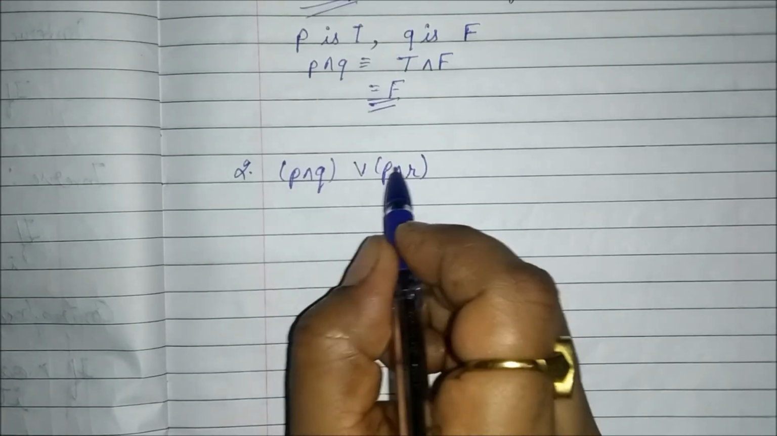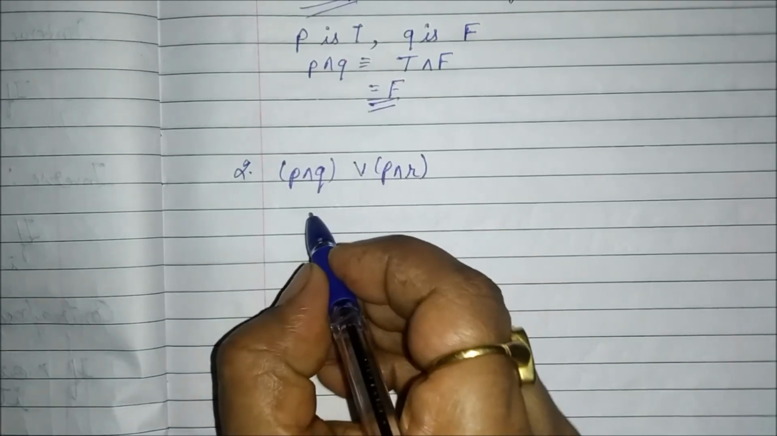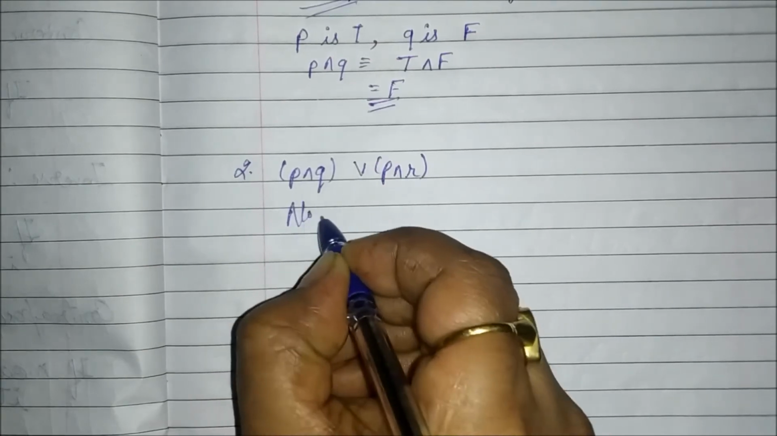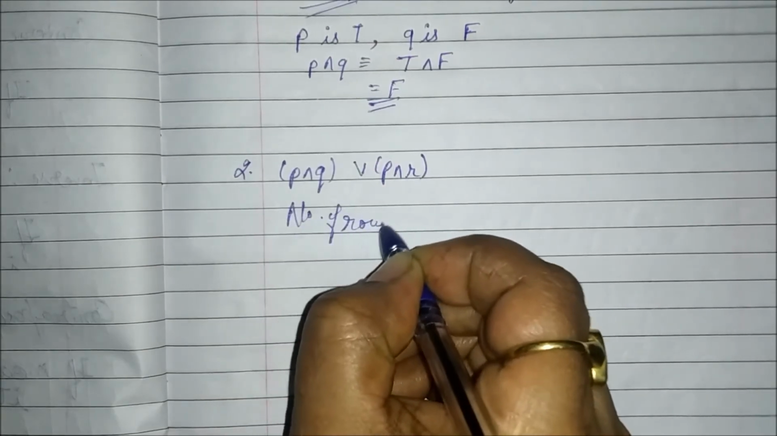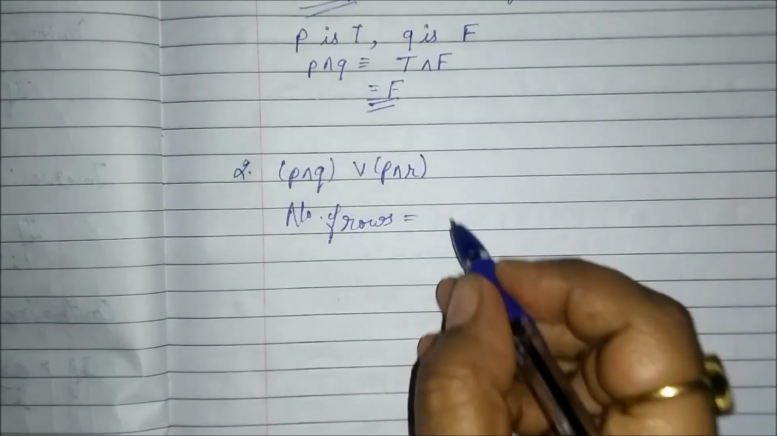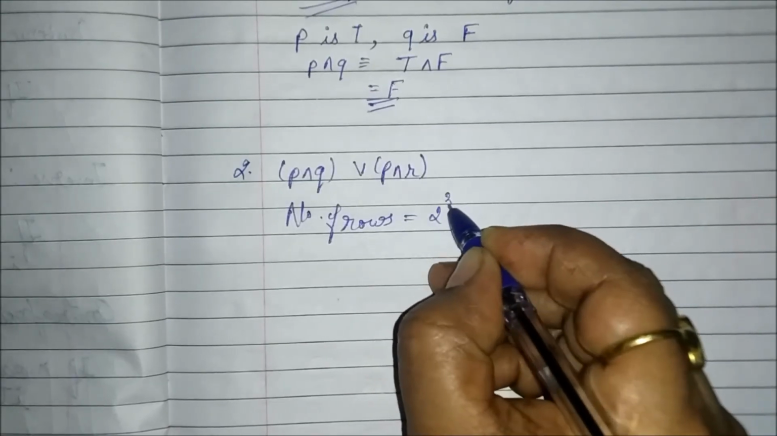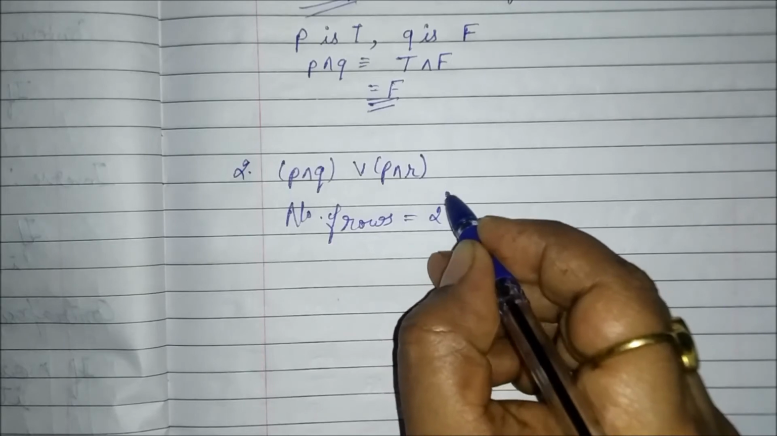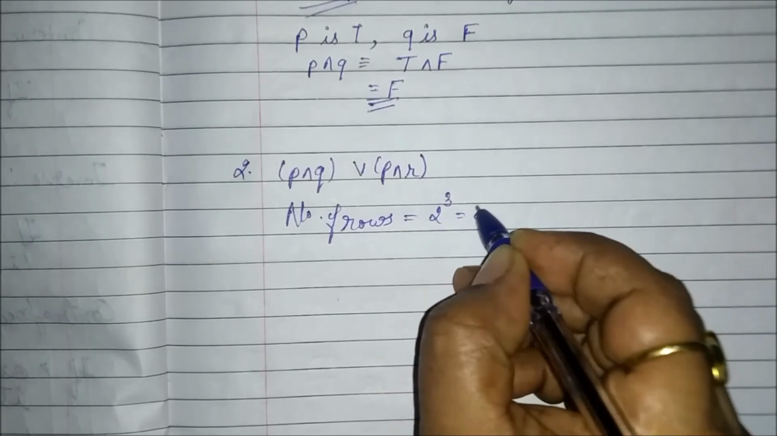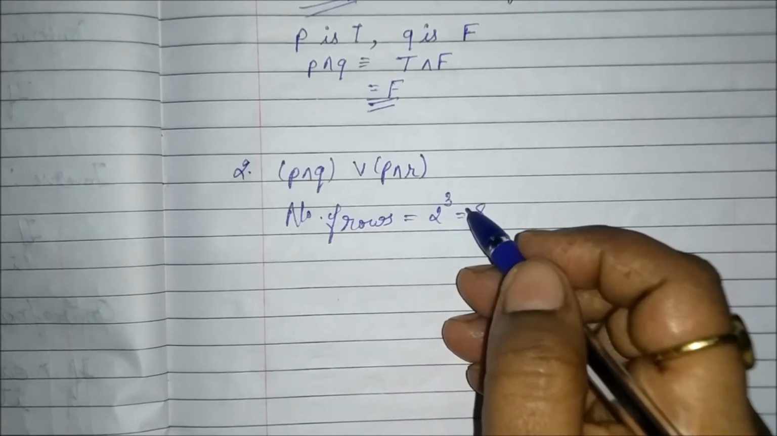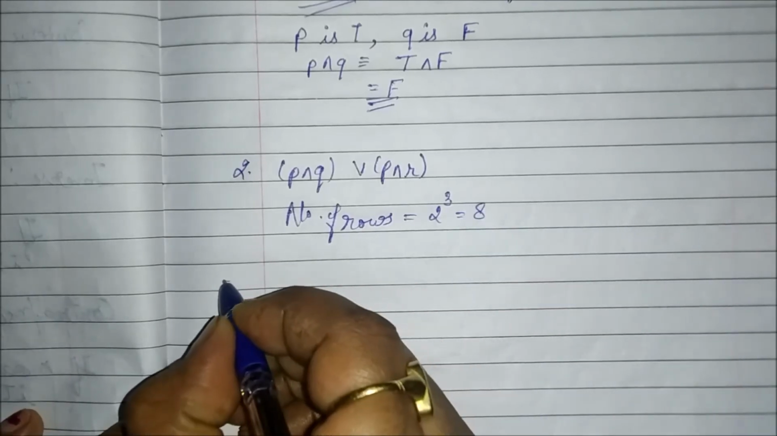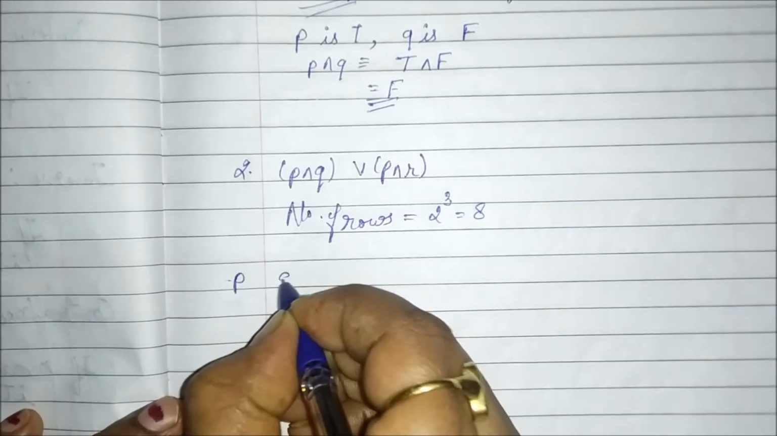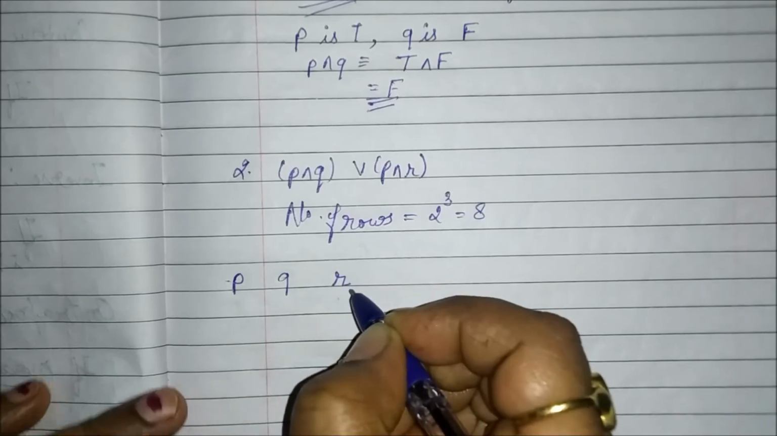Since here we are having 3 variables, the number of rows will be 2 raised to 3, that is, 2 raised to the number of variables used in the pattern. So 2 raised to 3 is 8. So we have 8 rows, starting with P, Q, R.